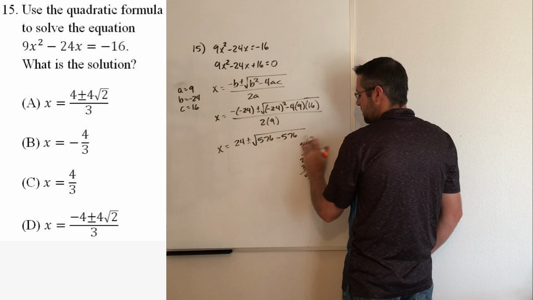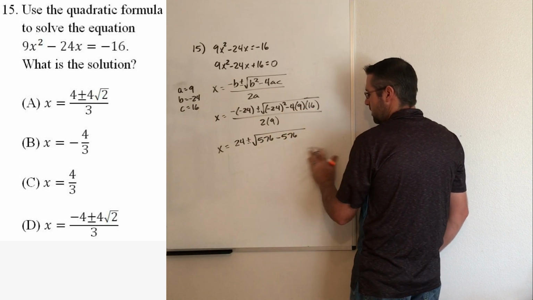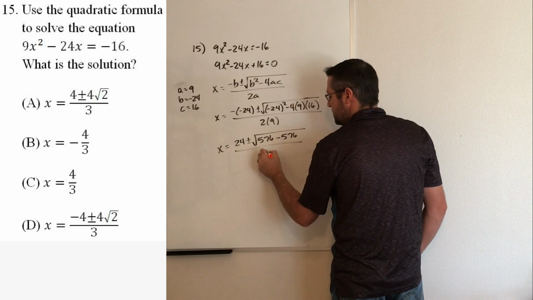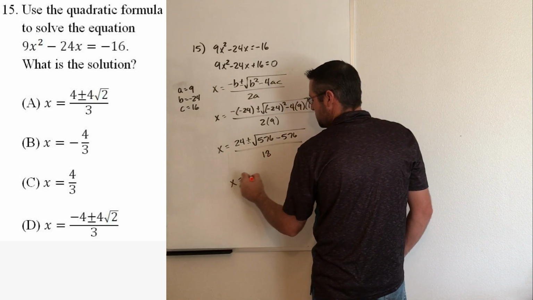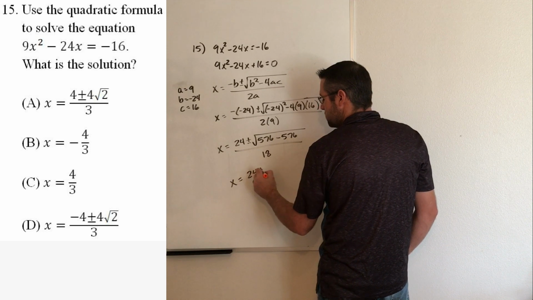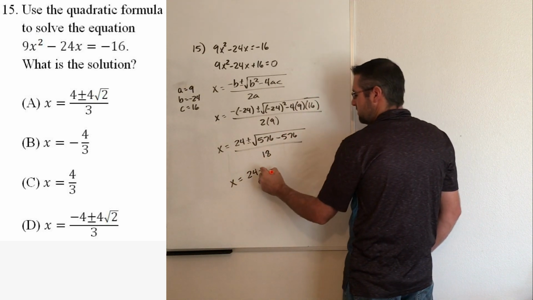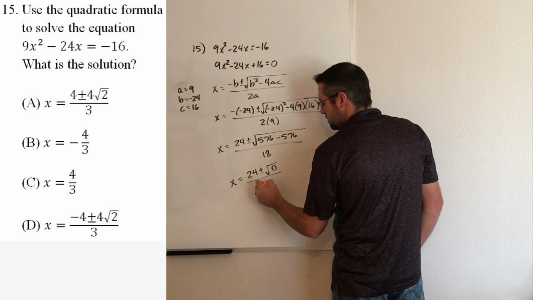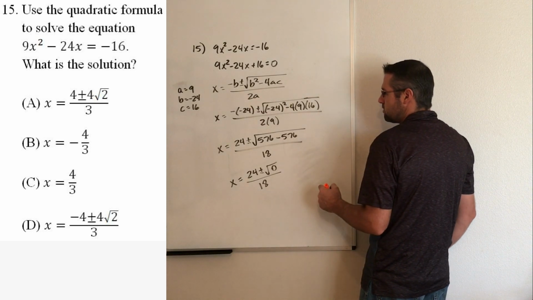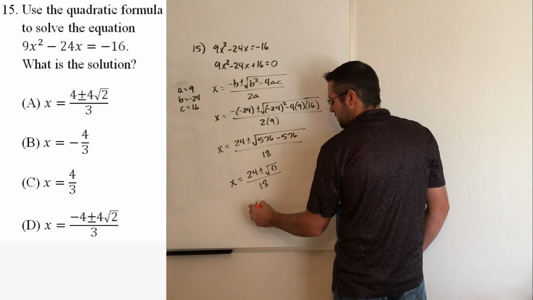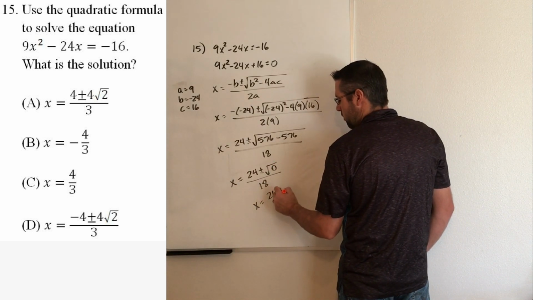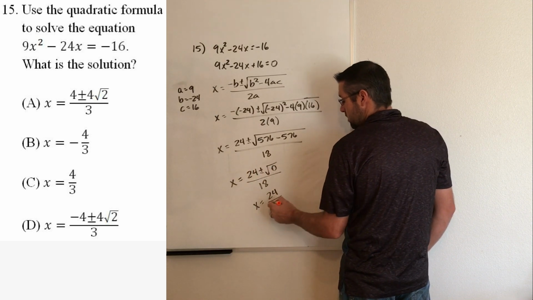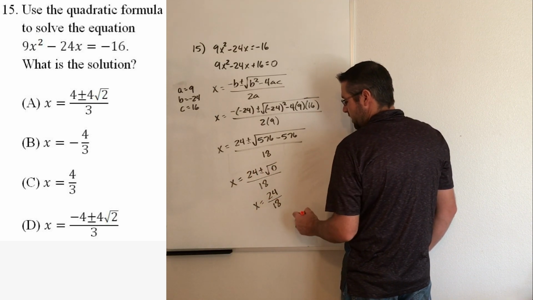Oh, look at that. That does clean up quite nicely. All over 18. And then from there we can solve it. So we get 24 plus or minus, well, 576 minus 576 is 0. So the square root of 0 is 0. So we end up with 24 plus or minus 0. Doesn't change anything, over 18.